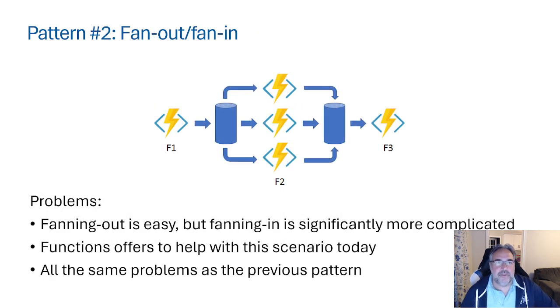Okay, with pattern number 2, fanning out and fanning back in. Fanning out is quite easy, but fanning in is significantly more complicated. Functions today offer help with this scenario, and this also has all the same problems as pattern number 1. Now I have to put in some queues to manage the complexity instead of letting the functions handle this themselves.